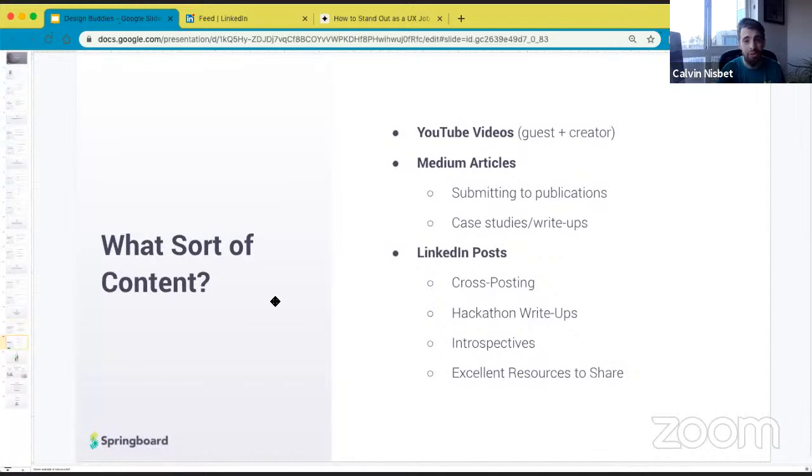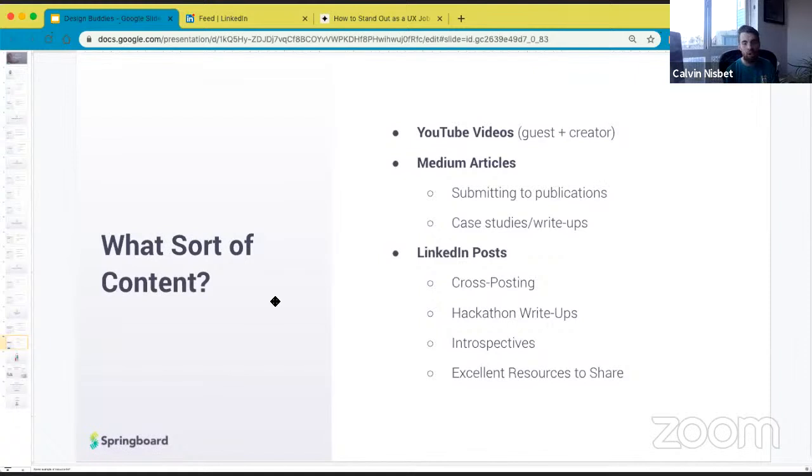Medium articles are super easy to do, whether it's write-ups on your experience in boot camp, job searching, or maybe case study write-ups. As well, they have a lot of publications on there like UX Collective and UX Planet, and I've had a number of students that have submitted to those publications. They got published on Medium, which gives them a lot more visibility, and then they cross-post to LinkedIn as well.